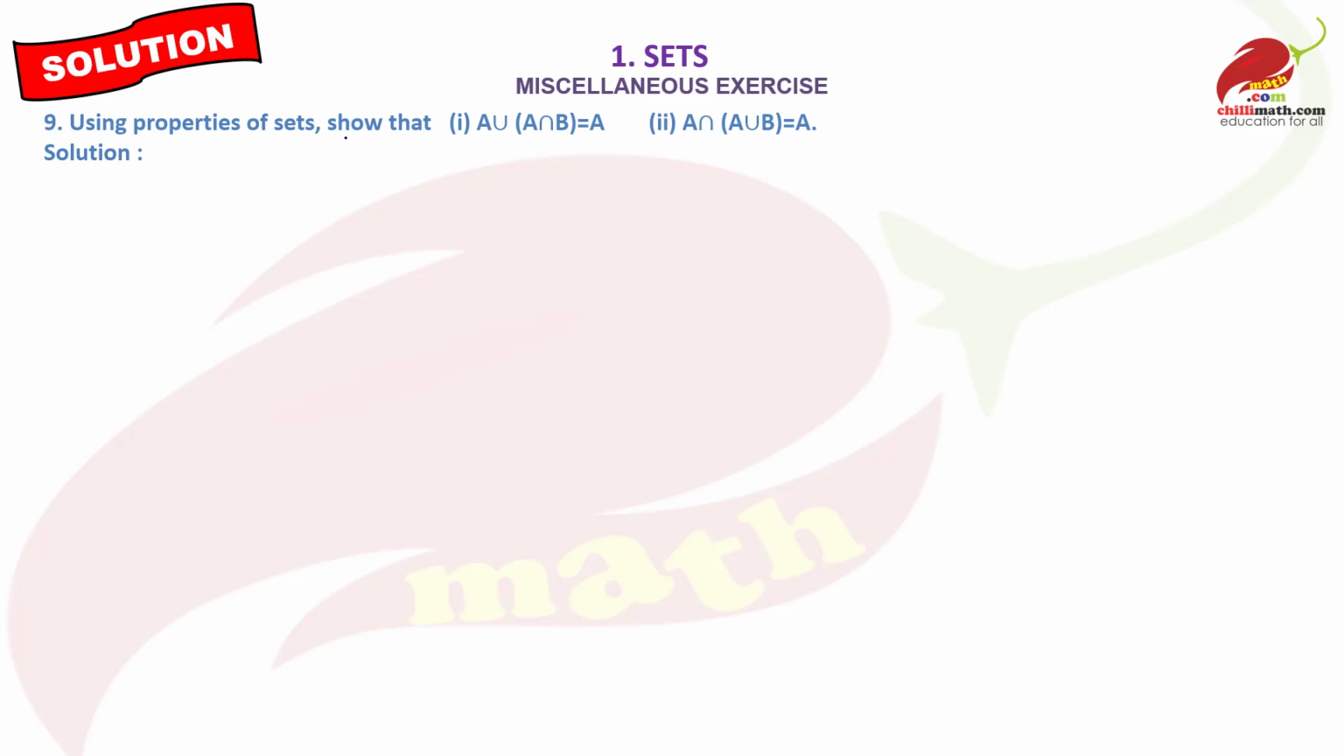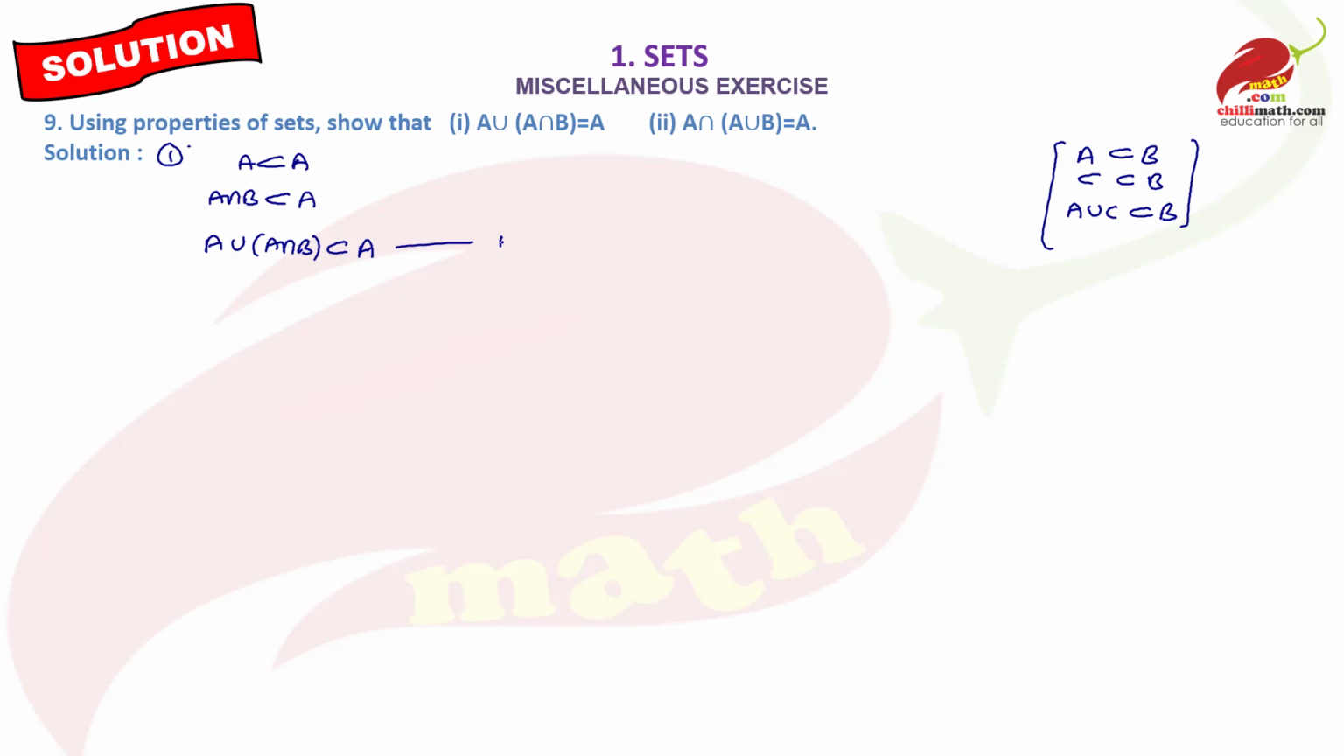Ninth question is, using properties of sets show that A union (A intersection B) is equal to A, and the second part is A intersection (A union B) is equal to A. Solving the first part, we know A is a subset of A, every set is a subset of itself, and A intersection B is a subset of A. Therefore A union (A intersection B) will also be a subset of A. Again using this method, that is if A is a subset of B, C is a subset of B, then A union C will be a subset of B. This we can mark as equation number 1.